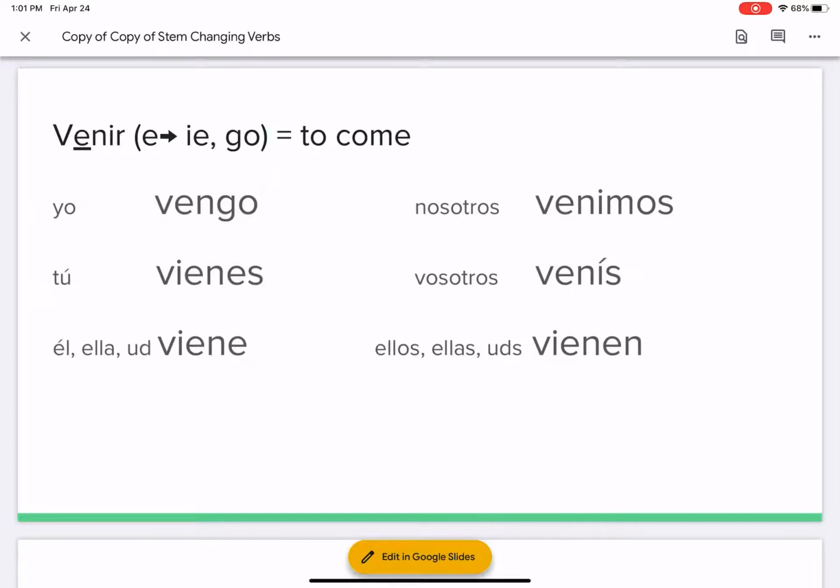Nosotros does not have a spelling change, but remember, venir is an IR verb, so you have nosotros venimos. Next, you have vosotros venís. And finally, ellos, ellas, and ustedes has a stem change, or that spelling change from an E to an IE, so you get vienen.